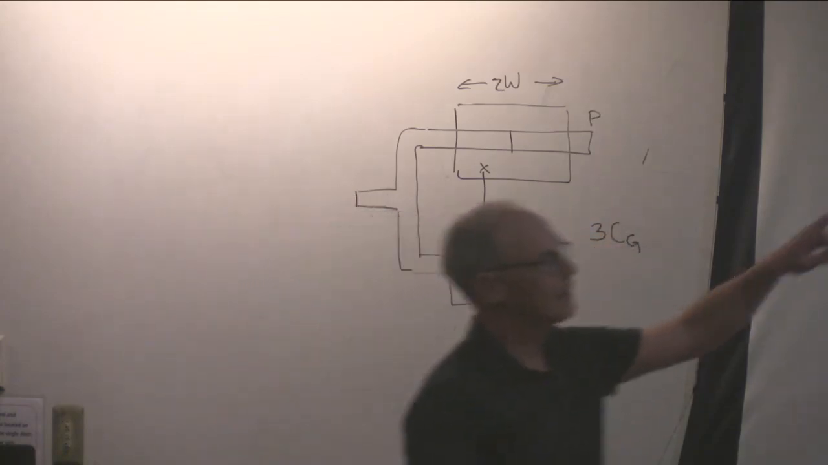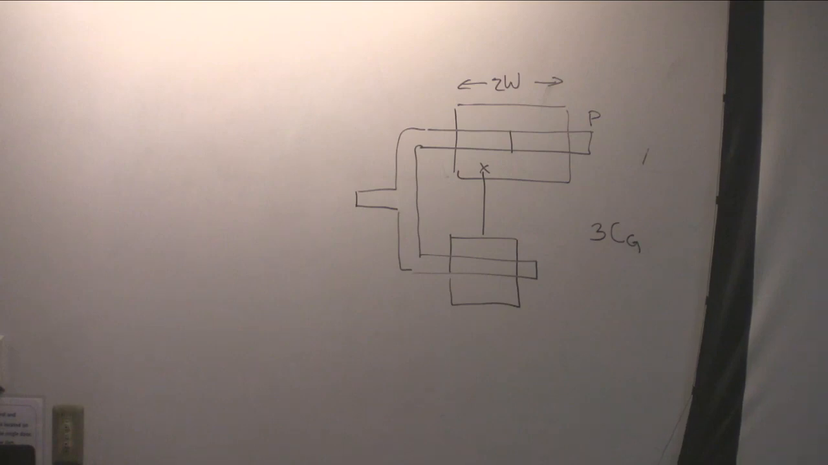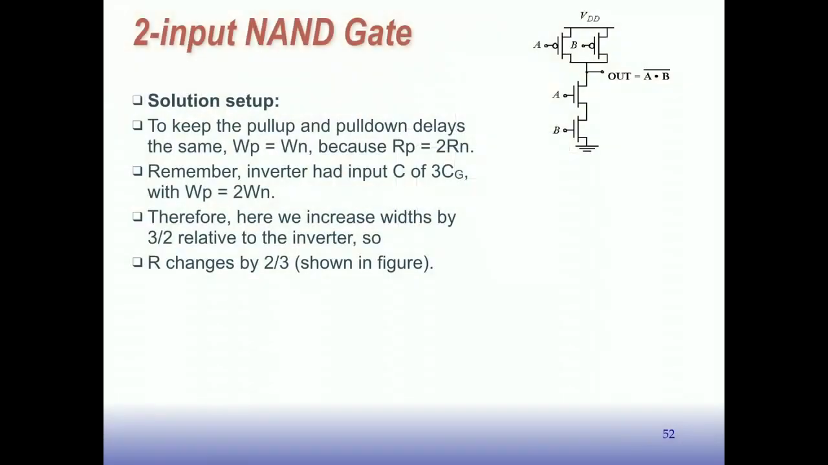Now what we're saying in this logic gate, because of the series n-type transistors, all the transistors are the same width. If we didn't do anything, we would end up with an input capacitance of 2 C_G, instead of 3, as we did with the inverter. So to get the input capacitance to equal that of an inverter, we have to increase the widths of both the transistors here by 3/2. Then we're going to have 3/2 plus 3/2 equal 3. If we increase the width by 3/2, that means the resistance changes by 2/3, because the resistance goes with 1 over the width.